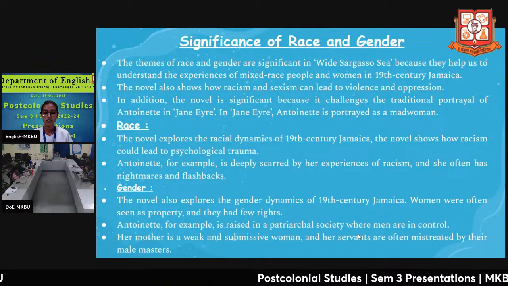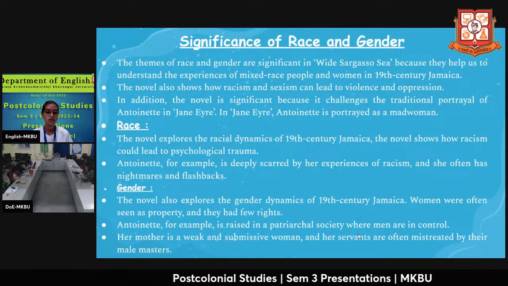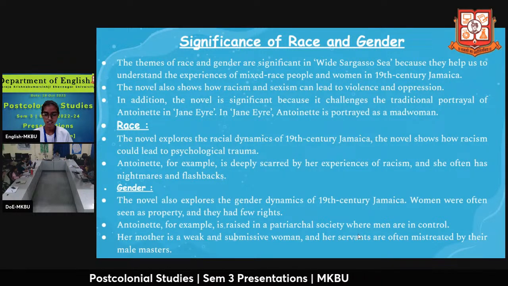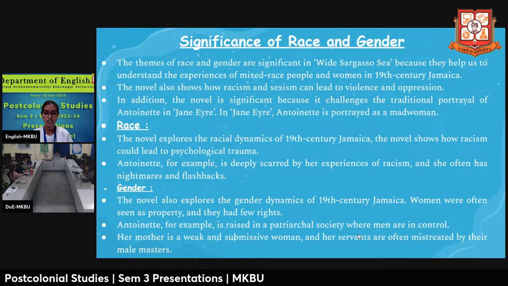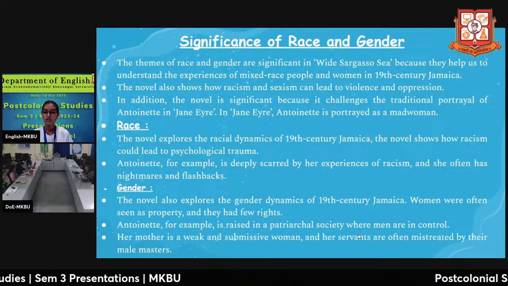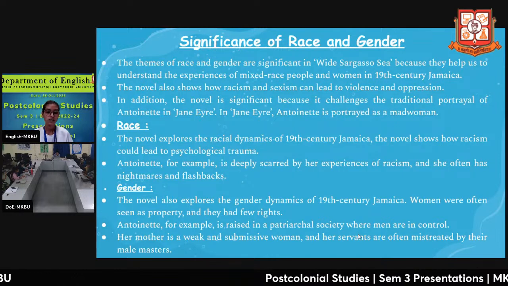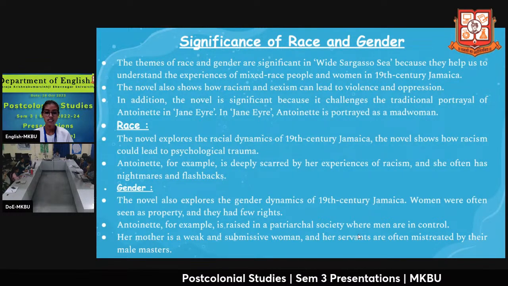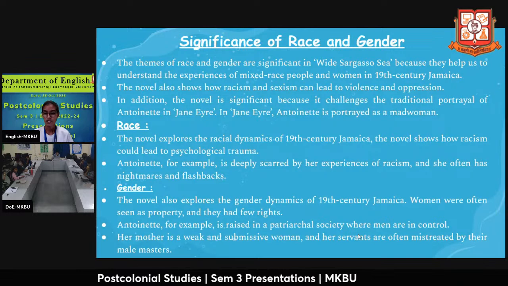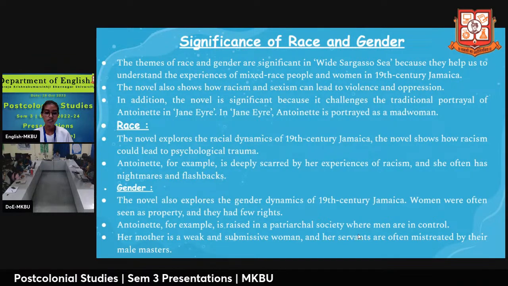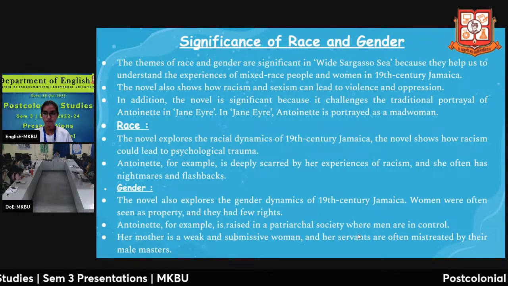In the context of race, the novel explores the racial dynamics of 19th century Jamaica. The novel shows how racism could lead to psychological trauma. For example, Antoinette is deeply scarred by her experiences of racism, and she often has nightmares and flashbacks.